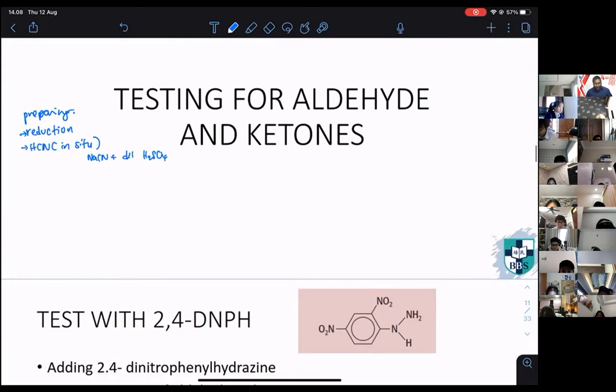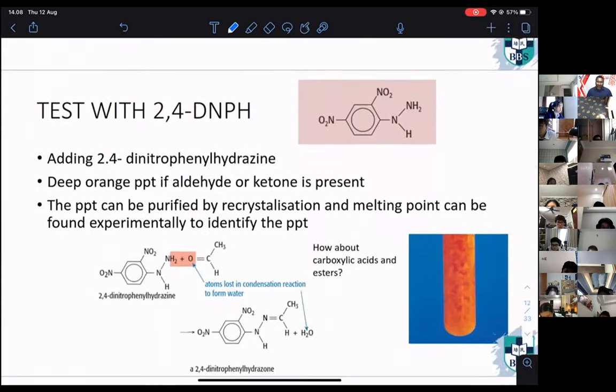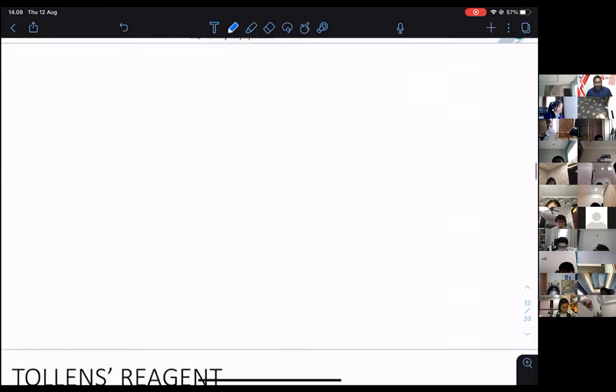How to write equations and how to use the curly arrow diagram for nucleophilic addition, you need to know. Now next is testing with 2,4-DNPH. Do remember, this testing is for both aldehyde and ketone. In order to know this, you need to memorize this substance, 2,4-DNPH. If you want to remember this one, if this is number 2, then 3, this is 4. That's why 2,4. After the number 4, they will have NH. Normally we say NH2, but here there is another NH2.